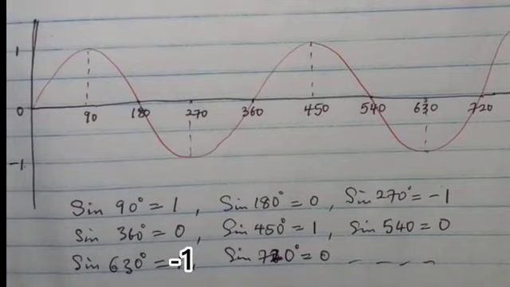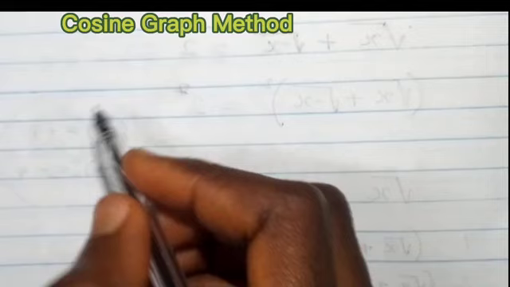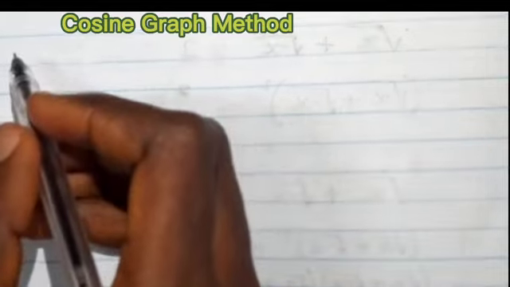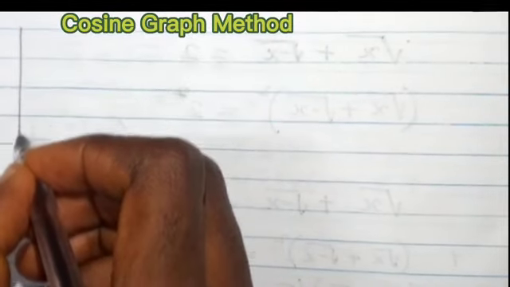So now let's move to the next section. Welcome to this session again. The cosine graph method is just like the sine graph method, but the difference is just where the graph starts from.